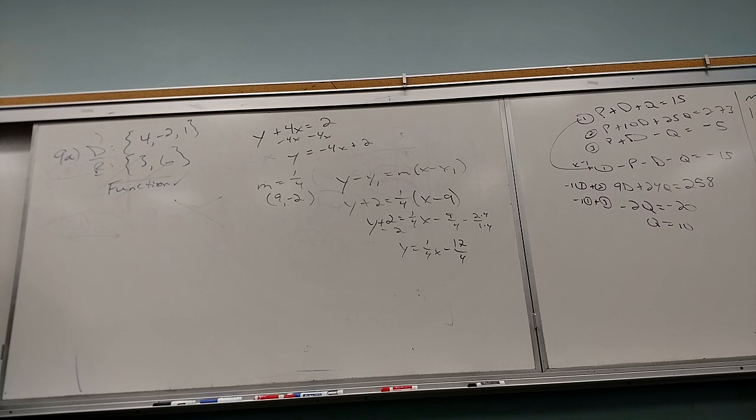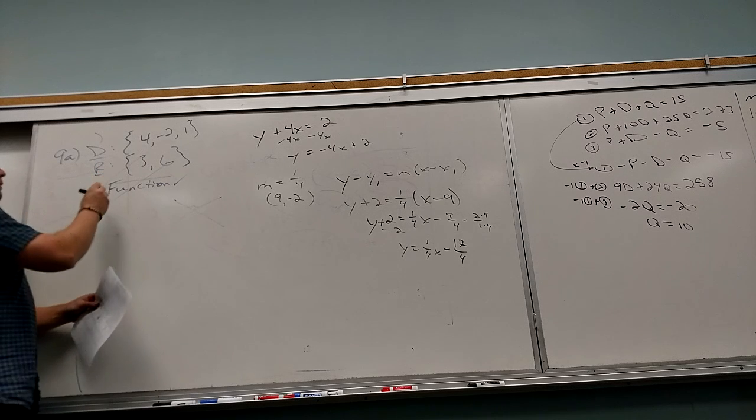Like 9b, why is that not a function? Because 1 has 2 outputs. 1 goes to 2 and 1 goes to 7. It's like being asked where you were at 1 a.m. this morning, and answering 2nd Avenue and 7th Avenue at the same time. It's a weird night.